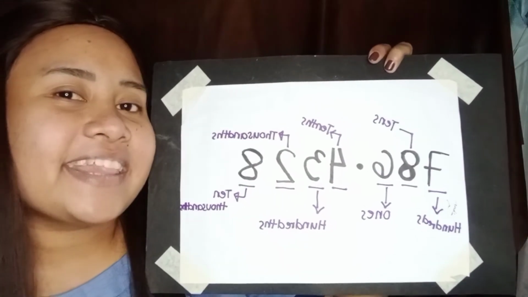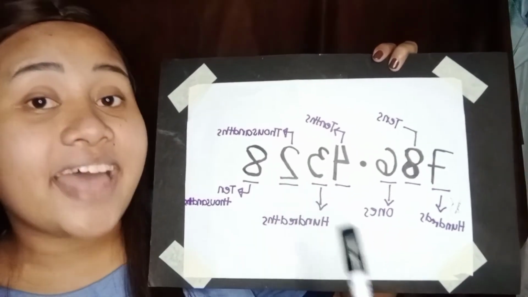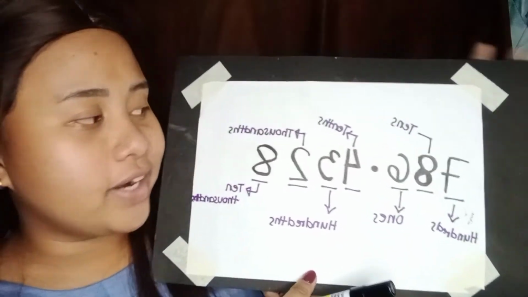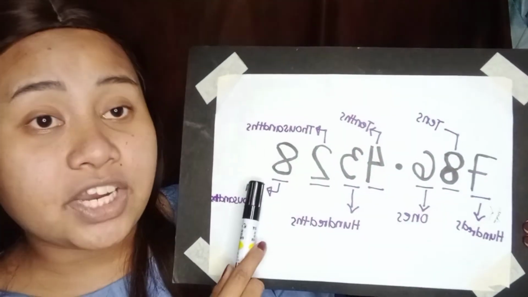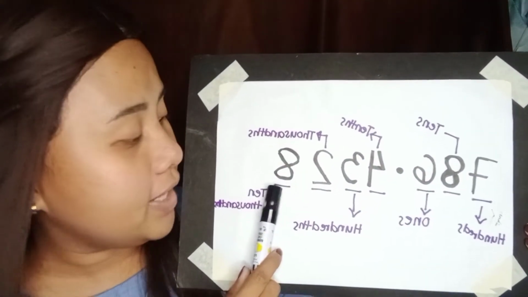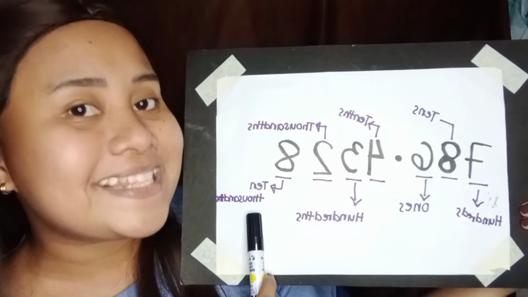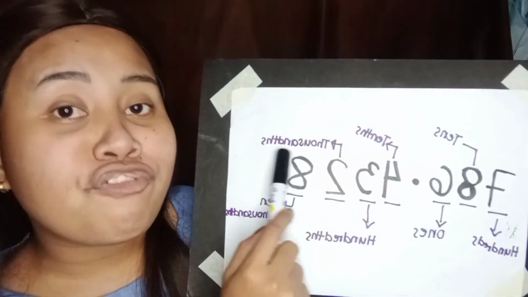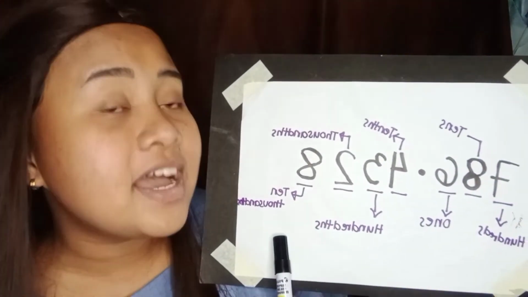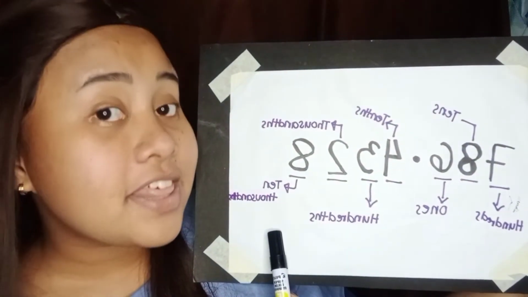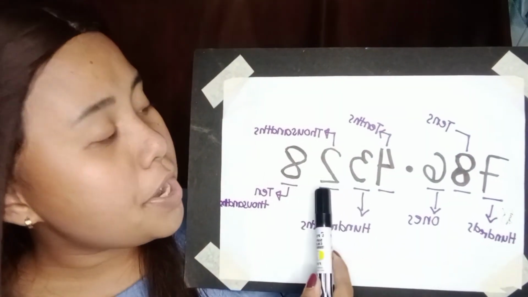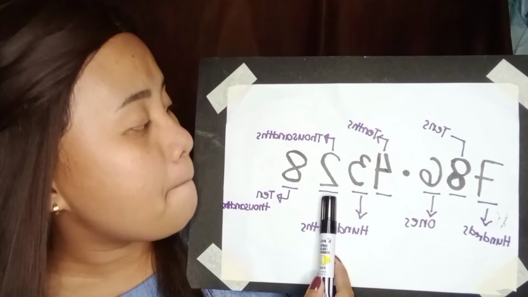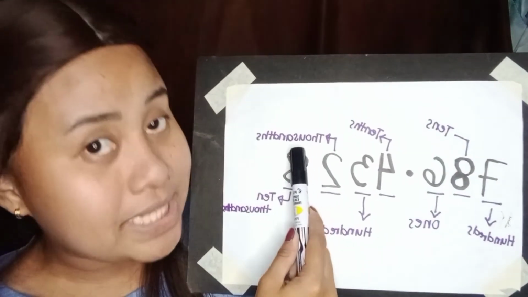786.4328. Let's identify where the ones, the tens, the hundreds, the thousands, and so on are. Now, the 8 here is not our ones, but our 10,000s. Again, the position of 8 here is not ones, but 10,000s. Next, we have 2. Our 2 here is not tens, but our thousands.